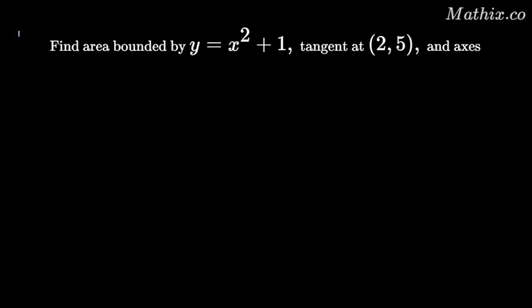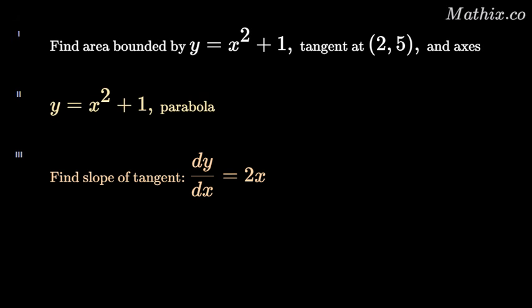The problem is to find the area bounded by the curve y equals x squared plus 1, the tangent line at the point (2, 5), and the coordinate axes. The curve given is a parabola defined by y equals x squared plus 1.